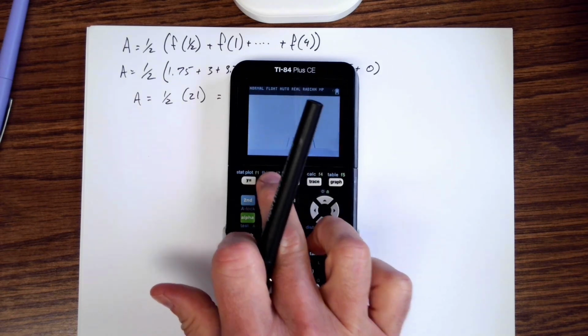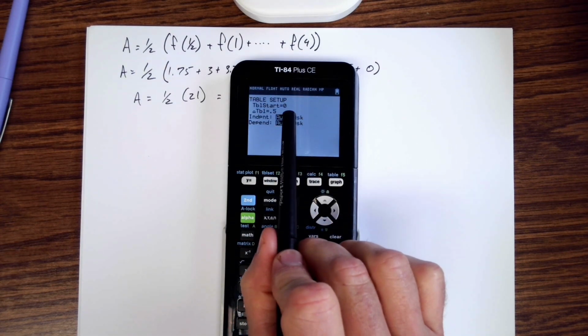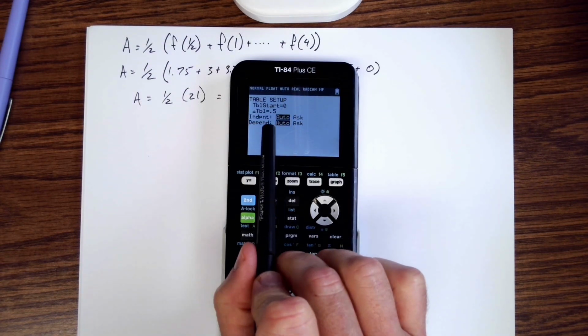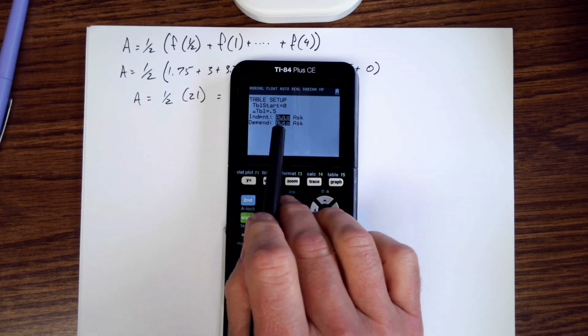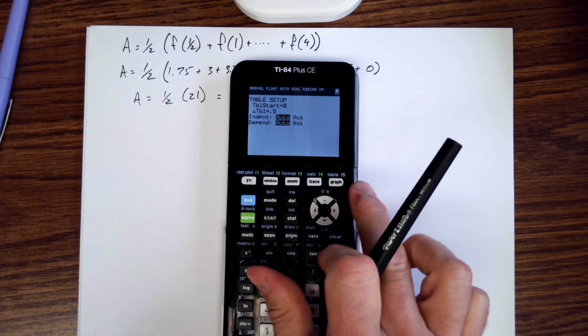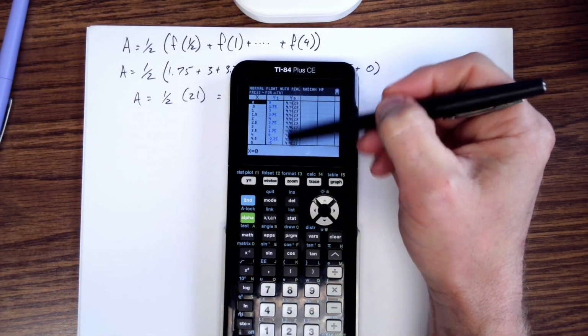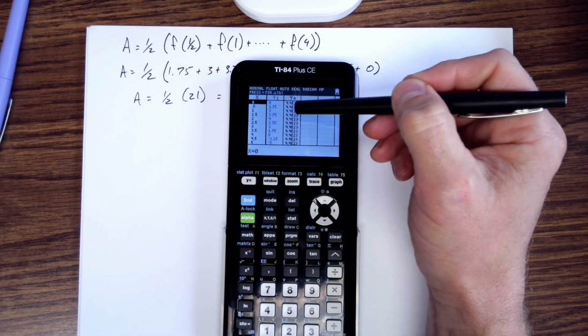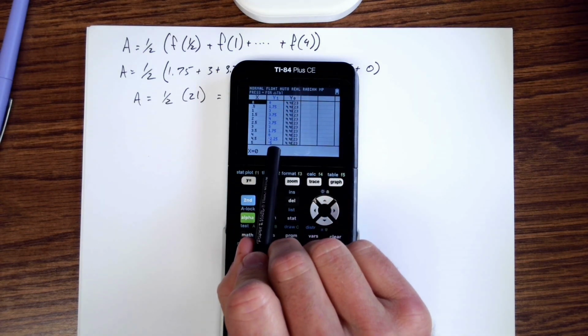And then I went to table set, which is second window, and I put my table start at 0 and the table step at 1/2, because that was the width of my individual pieces, and I have my independent value on auto there. And then I went to second graph, which takes me to my table, and then ignore this y0 business here, pretend it's not there. And we have these values right here.